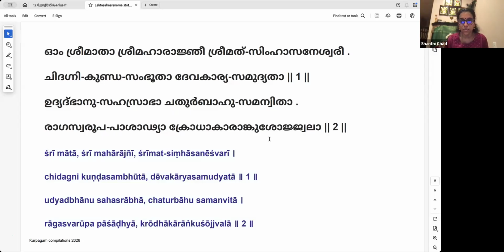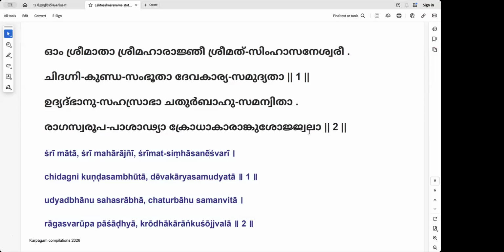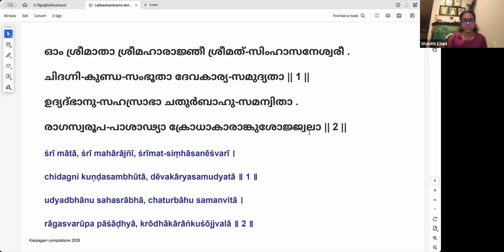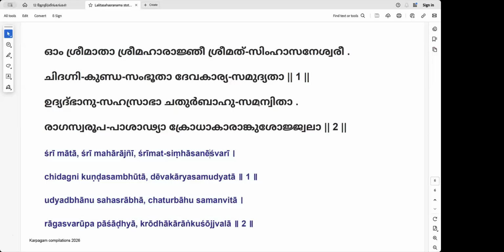So, who was repeating? Roshni, you're repeating, right? Yeah. You want to repeat the shloka or the dhyana shloka? Or this one? The first shloka or the dhyana shloka? I can do this one. Okay.